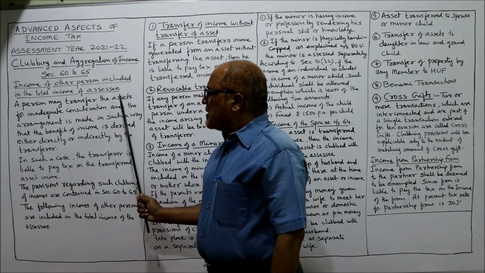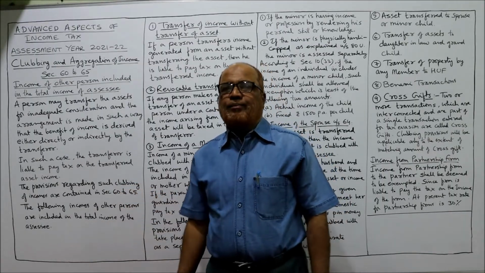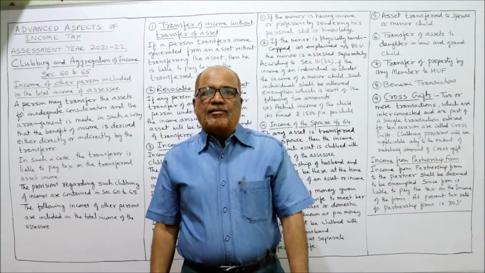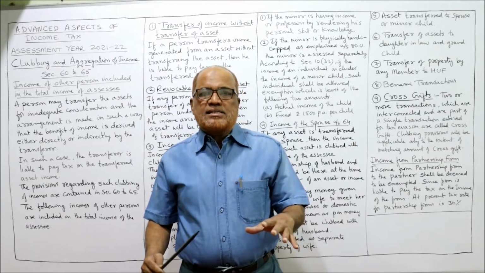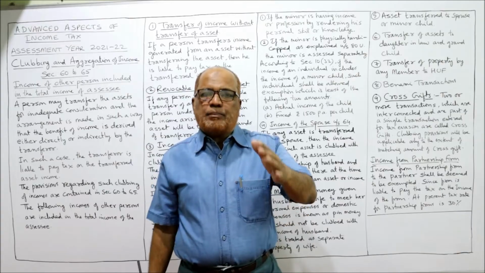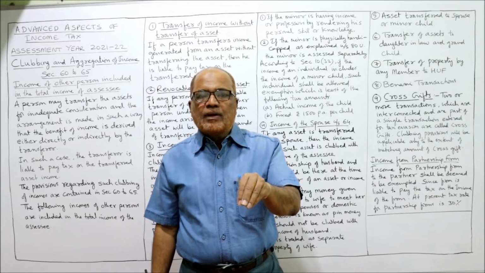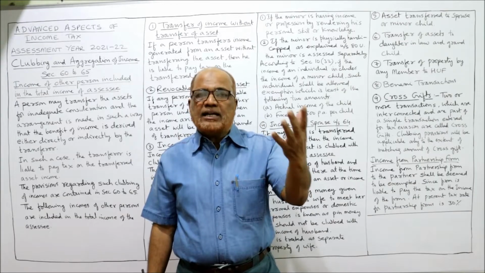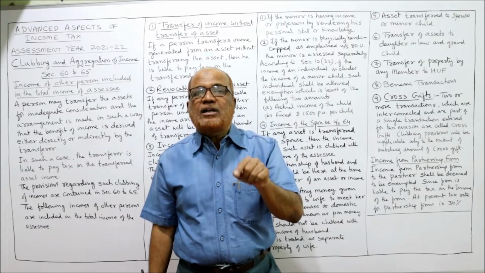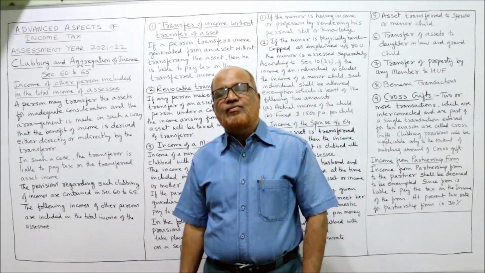Now, a person may transfer assets for inadequate consideration, and the arrangement is made in such a way that the benefit of income is derived directly or indirectly by the transferor. Sometimes, a person will transfer an asset to another person without any consideration or for inadequate consideration. In that case, directly or indirectly, the benefit will be derived by the transferor. Only for the sake of avoiding tax, a person has transferred the asset or income to another person. The real beneficiary is the transferor. So the Income Tax Act says whatever income is there on that asset which is transferred without any consideration, that income will be included in the income of the transferor. In such a case, the transferor is liable to pay tax on the transferred asset.